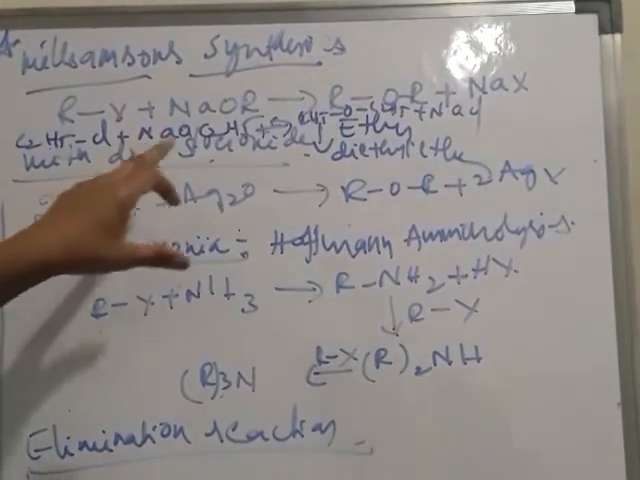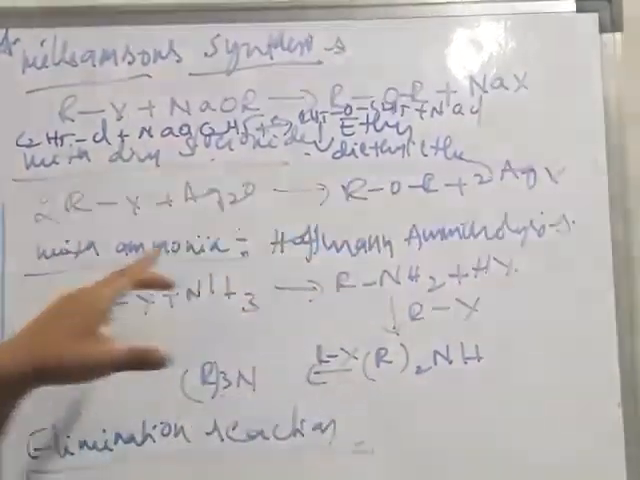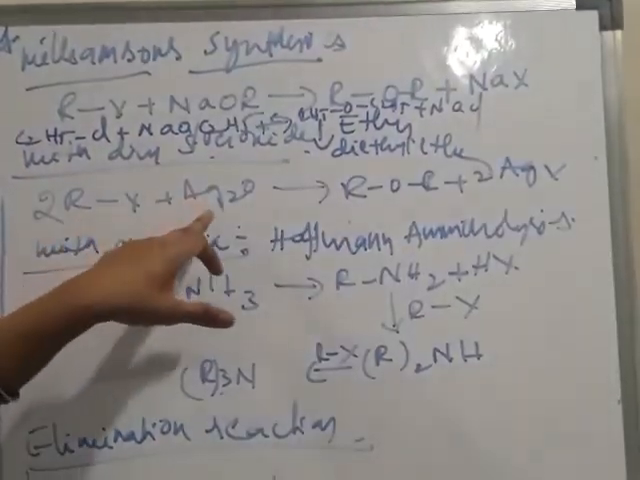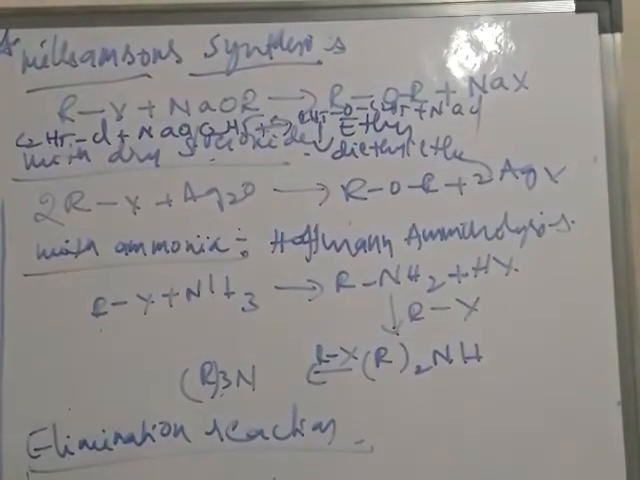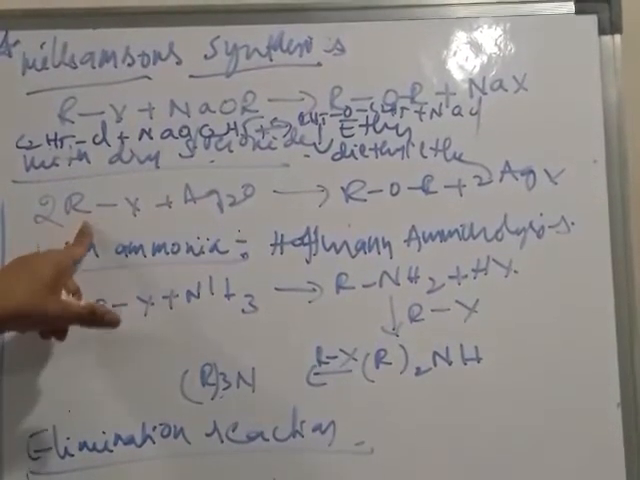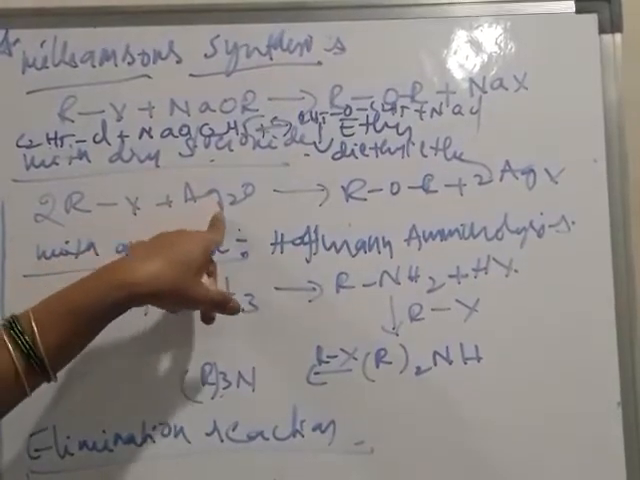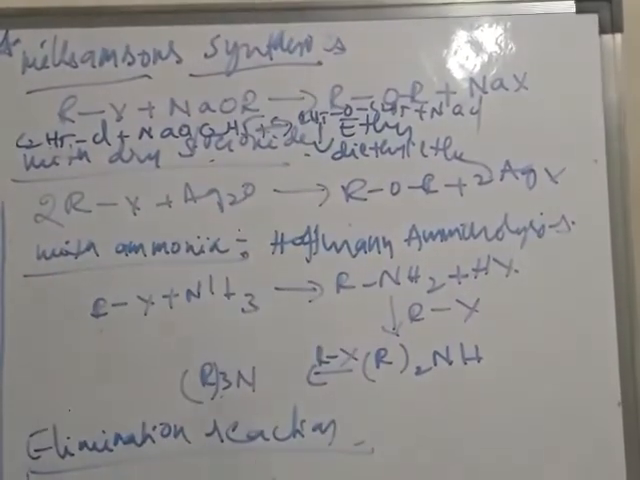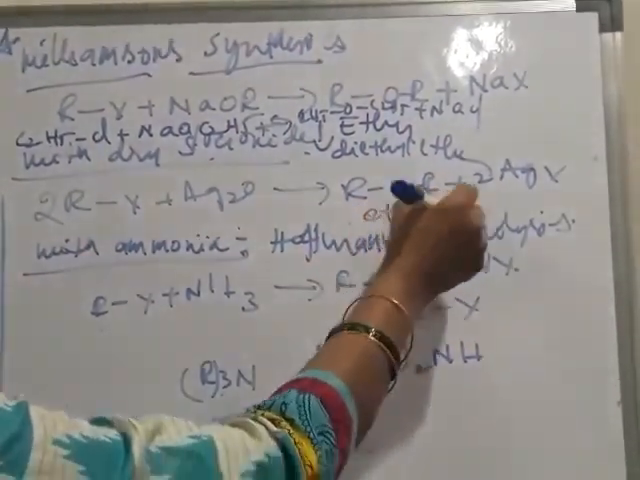Next, one more reaction for the preparation of ether from alkyl halide, that is with dry silver oxide. Two moles of alkyl halide react with dry silver oxide. Here also we get ether.